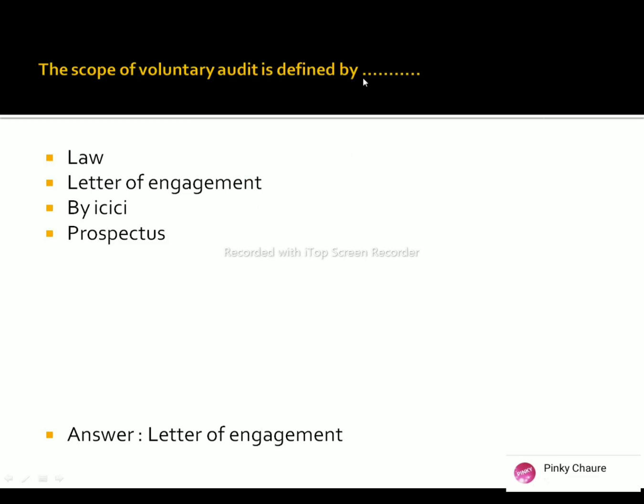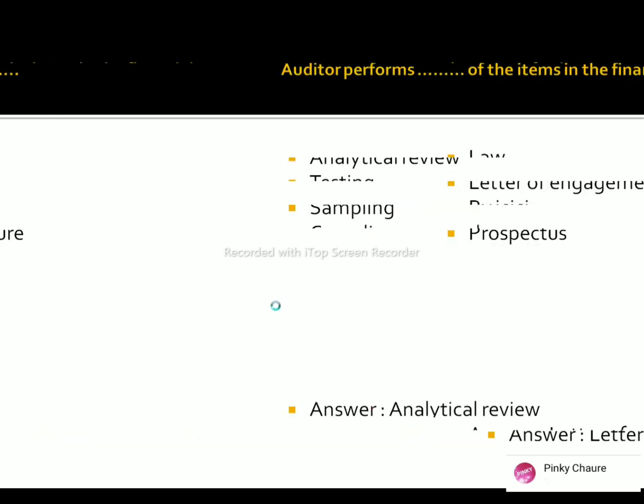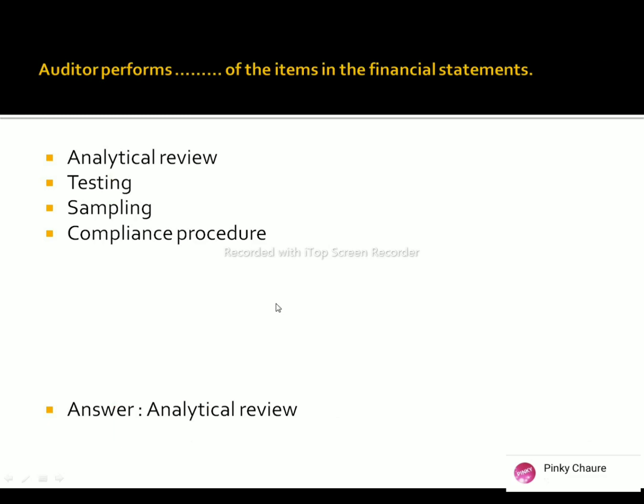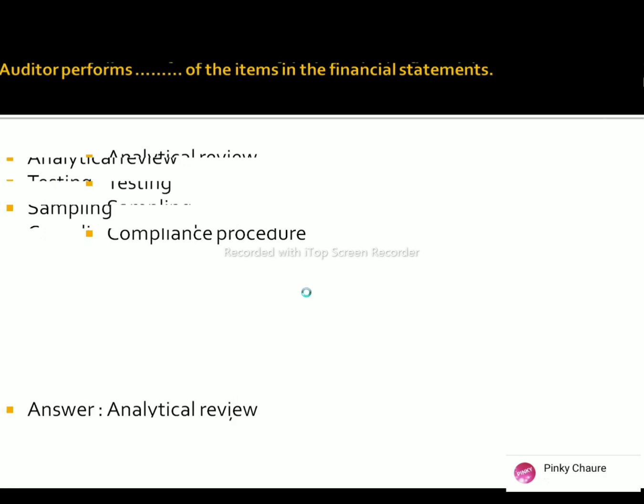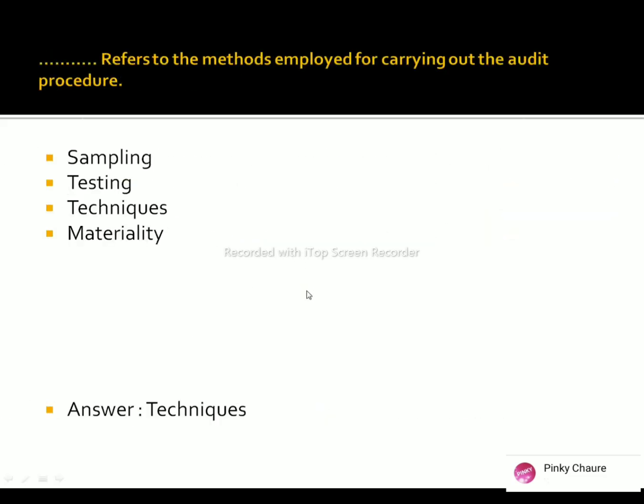The scope of a voluntary audit is defined by dash: law, letter of engagement, ICAI, prospectus. Answer is letter of engagement. Auditor performs dash of the items in the financial statements. Option is analytical review, testing, sampling, compliance procedures. Answer is analytical review.